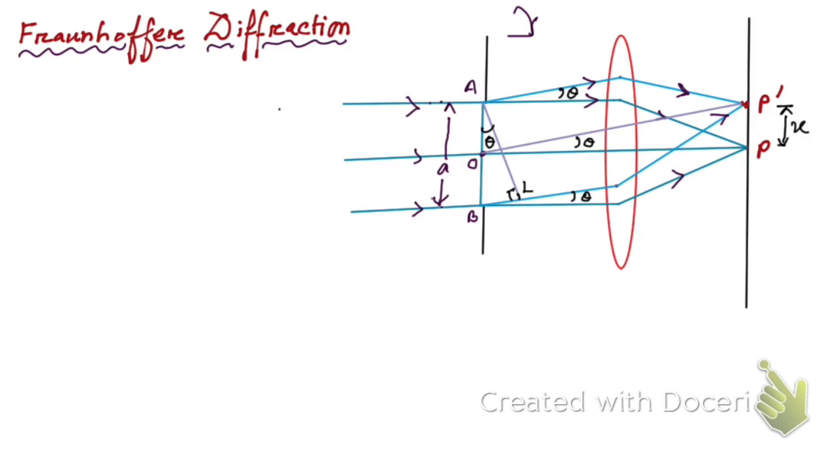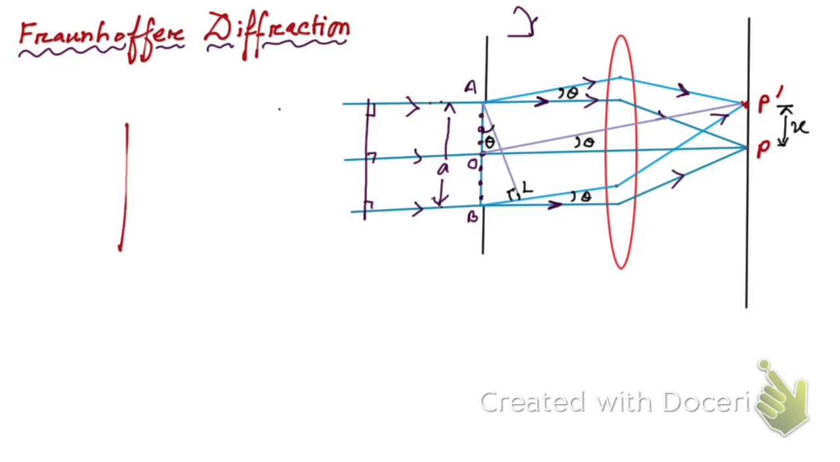Here you can see these rays of light in the diagram; they are going parallel to the line OP. These are secondary waves, because this is the wavefront, a plane wavefront incident on this slit. According to Huygens principle, each point on this wavefront acts as a source of secondary waves.